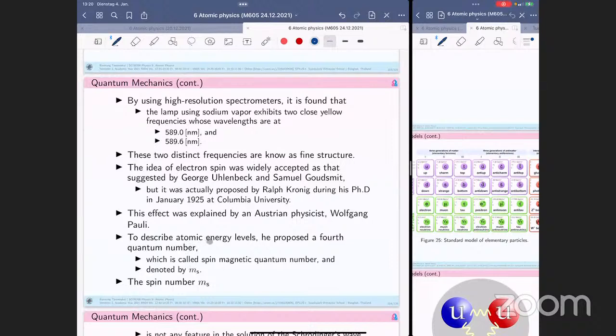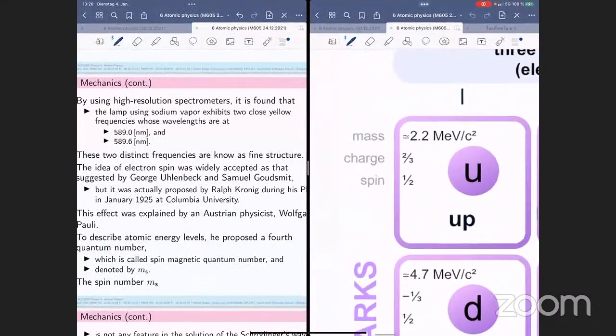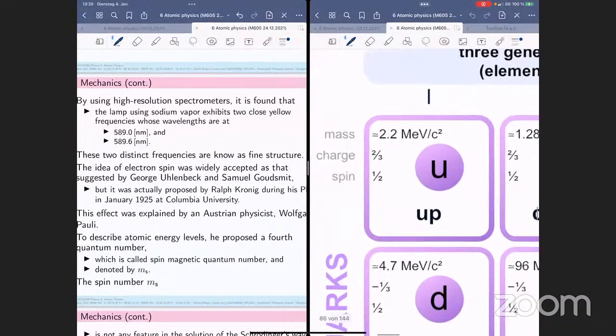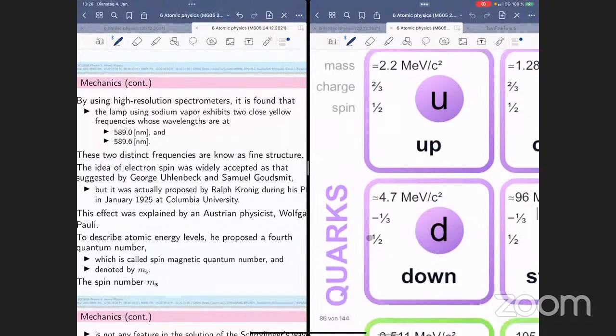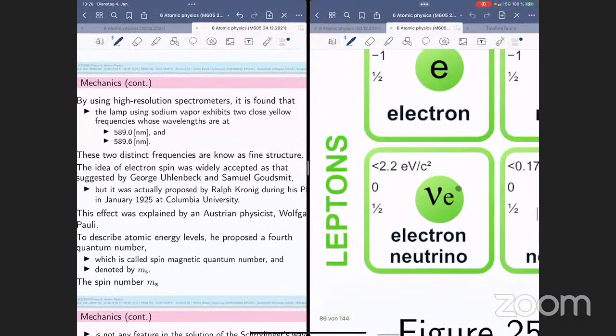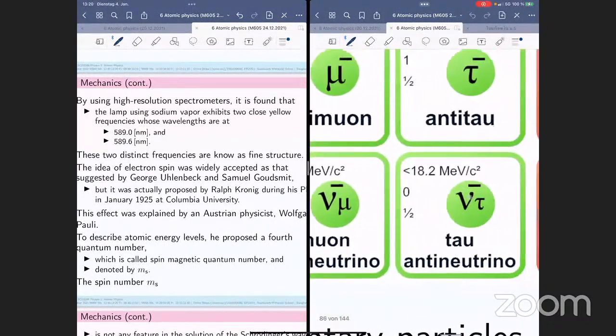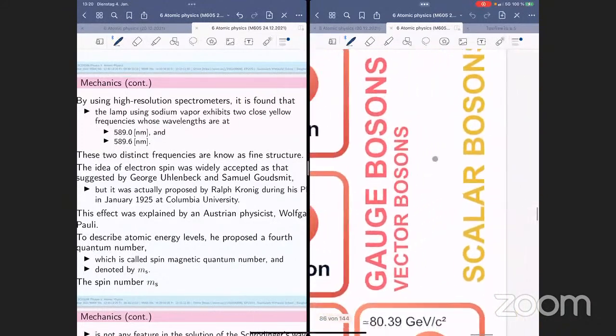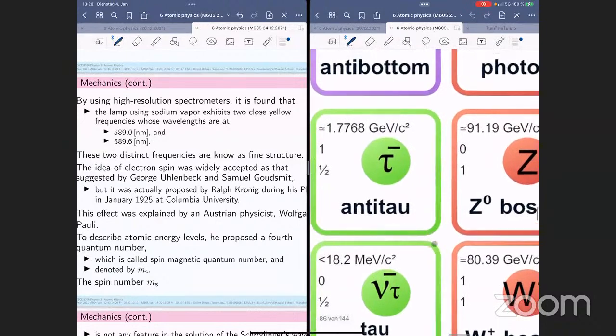To describe atomic energy levels, Wolfgang Pauli proposed a fourth quantum number. Okay, you may have already seen that quantum number in the standard table of elementary particles in physics. It's called a spin number. Spin number could be 1/2 or negative 1/2, right? Where is that? Yeah, we'll talk about it later.